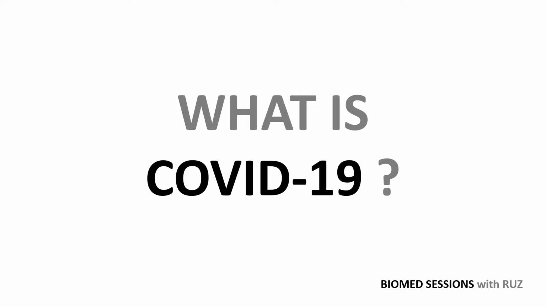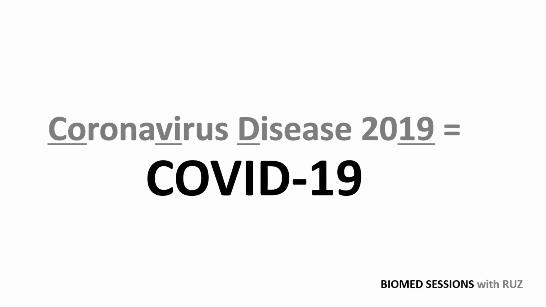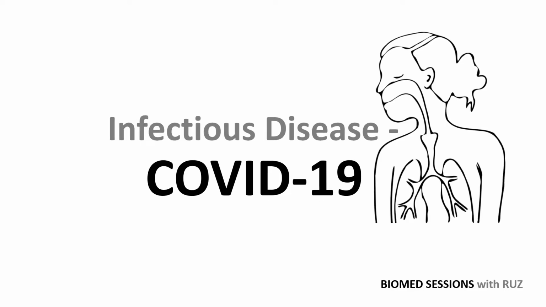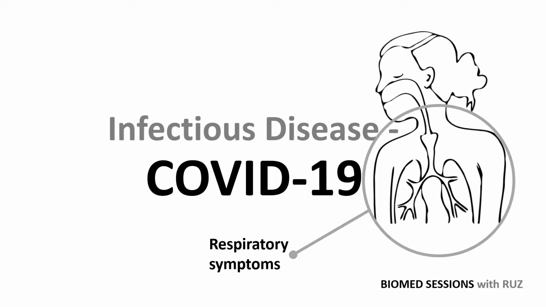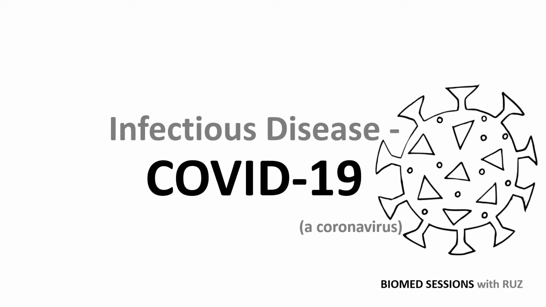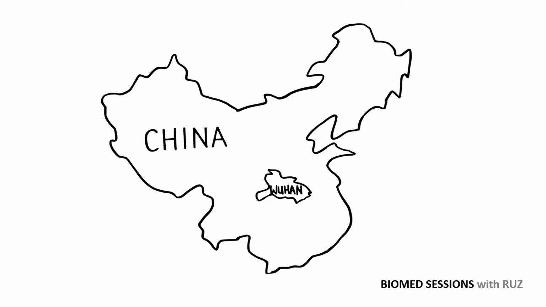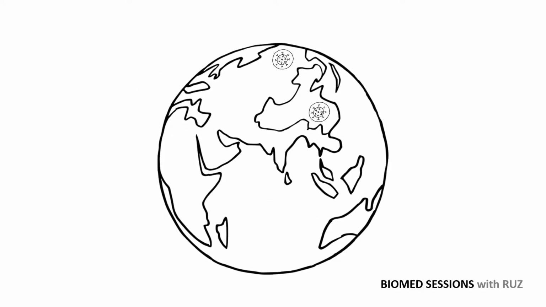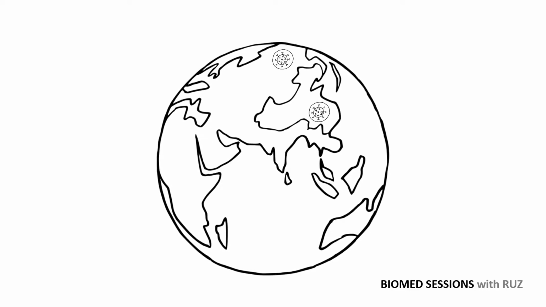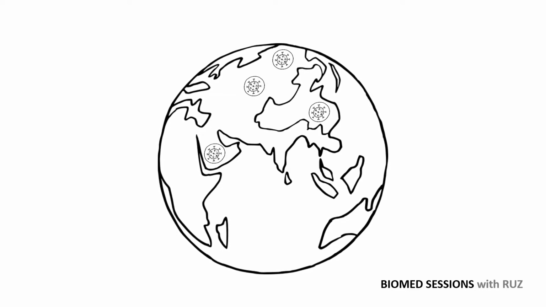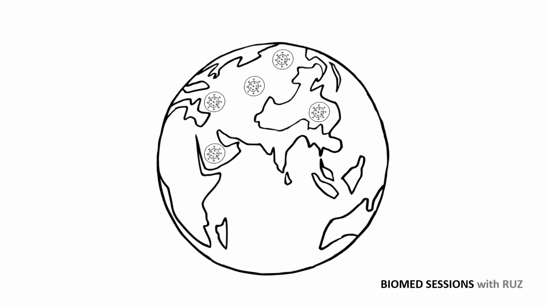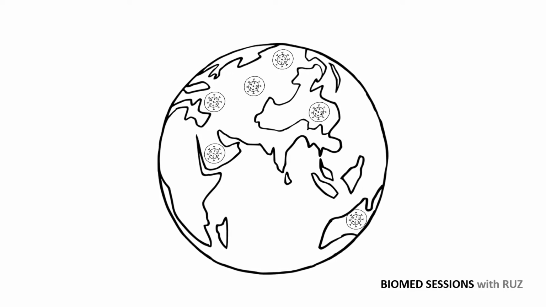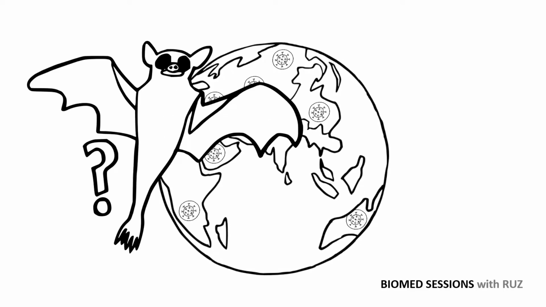What is COVID-19? COVID-19, short for Coronavirus Disease 2019, is an infectious disease which is characterized by respiratory symptoms and caused by a coronavirus. It was first identified in Wuhan, China in 2019, but now the WHO has classified it as a pandemic, which simply means it is a disease that is widespread, in this case globally, with multiple countries reporting deaths as a result. It is thought to have originated from an animal, most likely a bat.